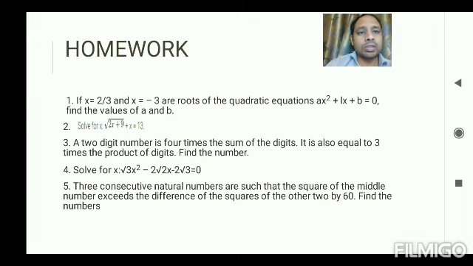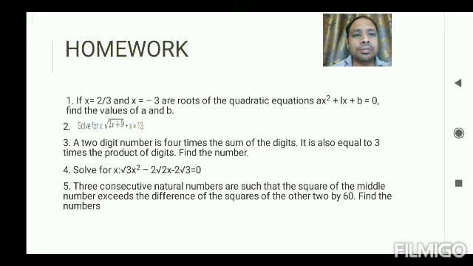In homework the first question is, if x equals to 2 by 3 and x equals to minus 3 are roots of the quadratic equation ax square plus bx plus b equals to 0, then find the values of a and b. Second question is, solve for x, that means you have to find the value of x. It is given that under root 2x plus 9 plus x equals to 13.